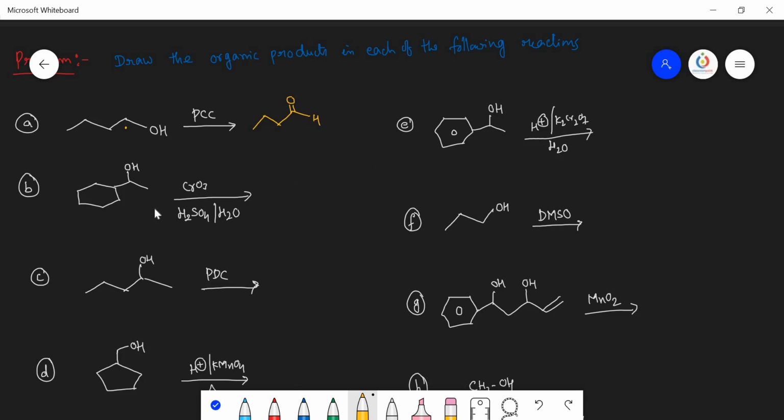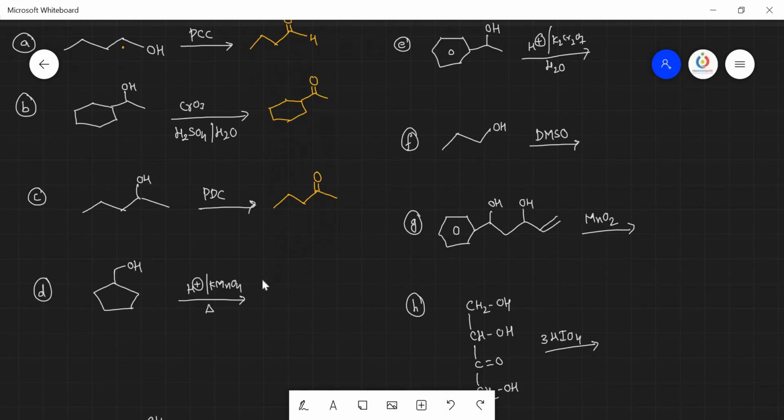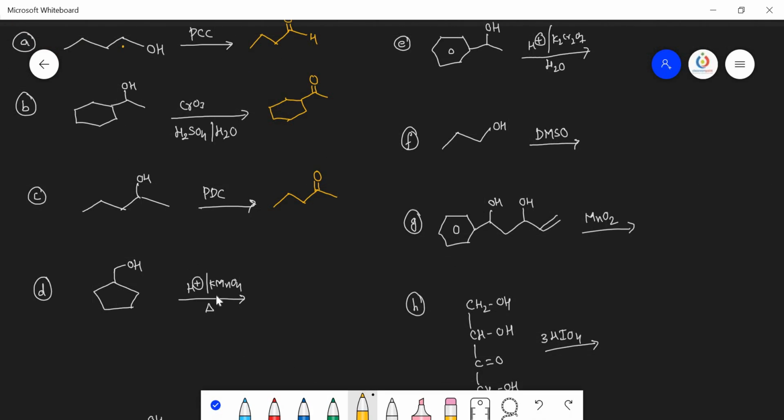And B, for example, CrO3, is called Jones oxidizing agent, so here it will convert this particular secondary alcohol to the ketone. And C, PDC, again oxidizes the secondary alcohol to the ketone. And let us take this, H plus KMnO4, so this particular primary alcohol will be oxidized to the carboxylic acid.